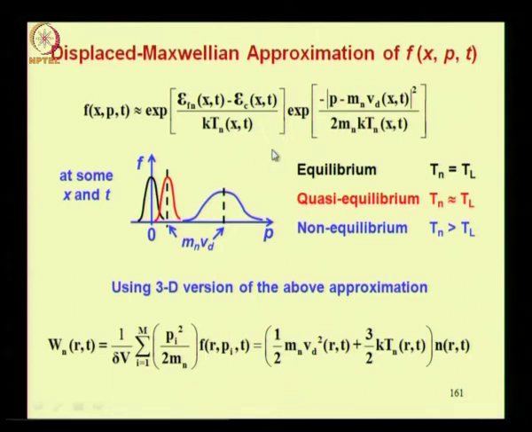Now you would have appreciated by now why it is called a displaced Maxwellian approximation, because this function, the red curve or this broadened blue curve, is nothing but a displaced version of the curve under equilibrium. So that is why it is called displaced Maxwellian approximation. The displacement is shown here by introducing minus m n Vd along with p.